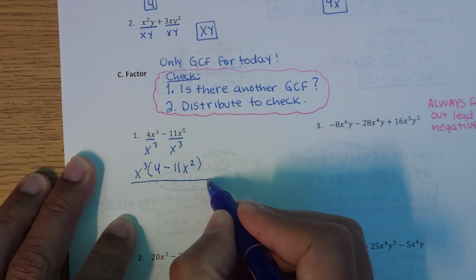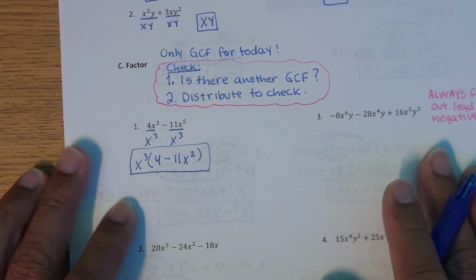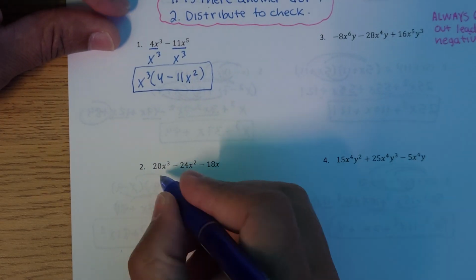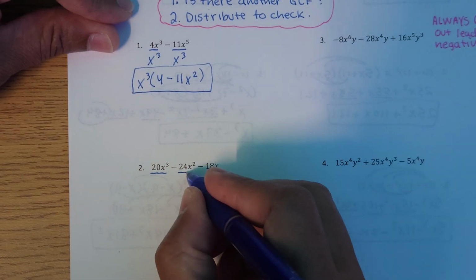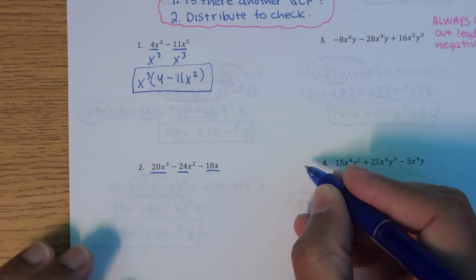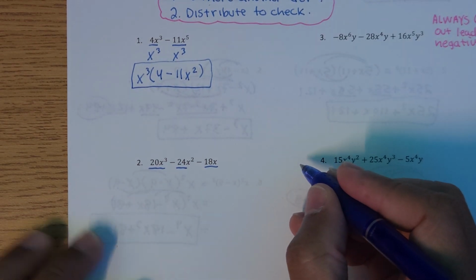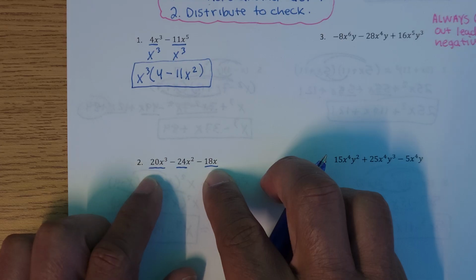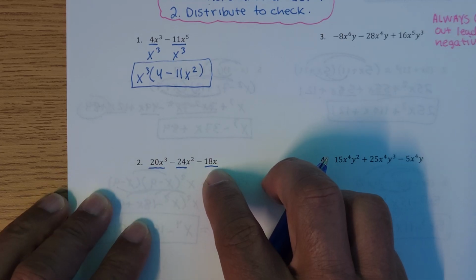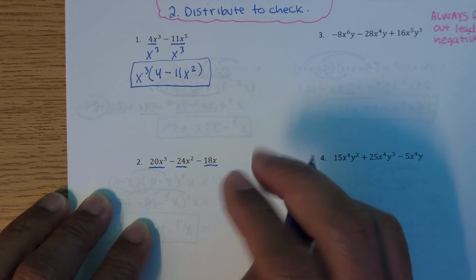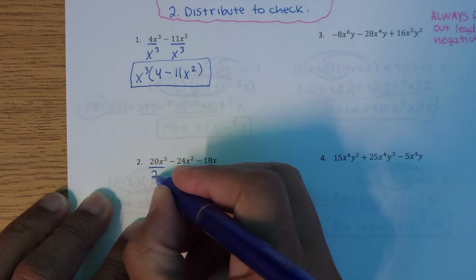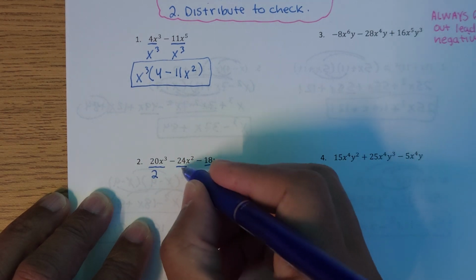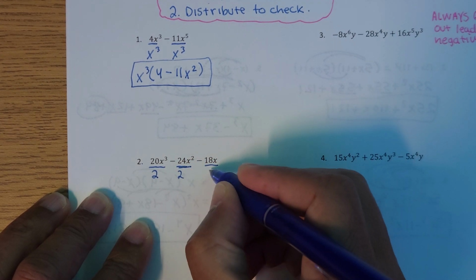So this will be the answer to the first example. The second example, we can see that we have 20, 24, and 18. You might think, well, I think 4 goes into all 3 of them, but 4 does not go into 18. So when it comes to the numbers, the only factor that 20, 24, and 18 have in common is 2. The GCF is 2, right? So then I'm going to write that down.